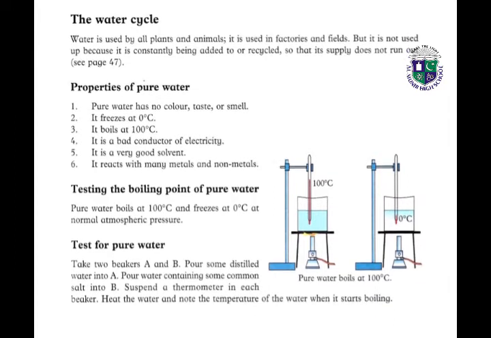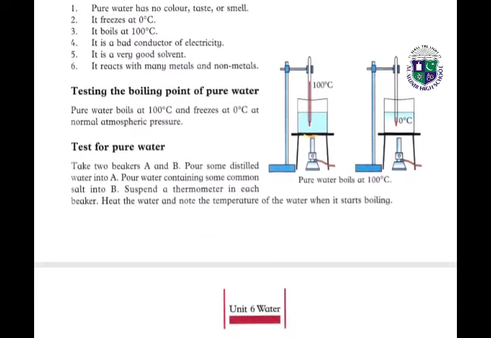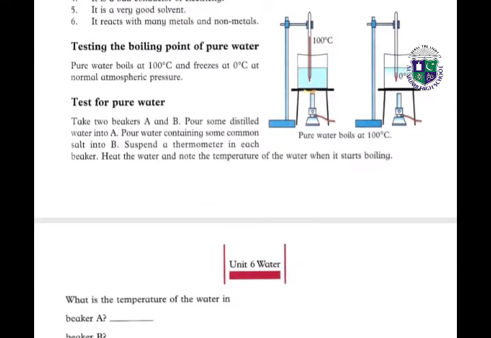Next, we have an experiment testing the boiling point of pure water. What is the boiling point of pure water? Pure water boils at 100 degrees centigrade and freezes at 0 degrees centigrade at normal atmospheric pressure. Look at this figure. Here we have the pure water, the thermometer and the burner. If we turn on the burner, at 100 degrees centigrade the water starts boiling, and at 0 degrees centigrade it starts freezing.